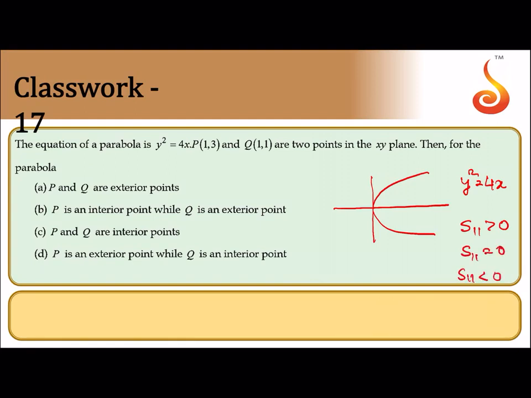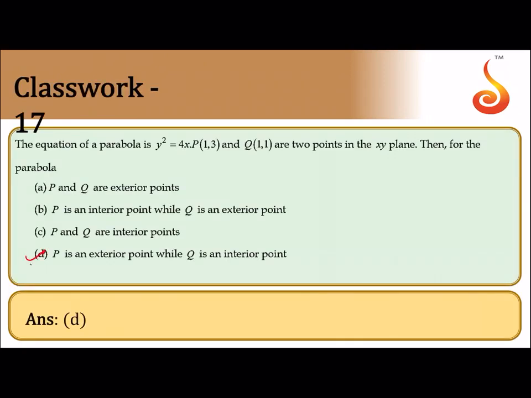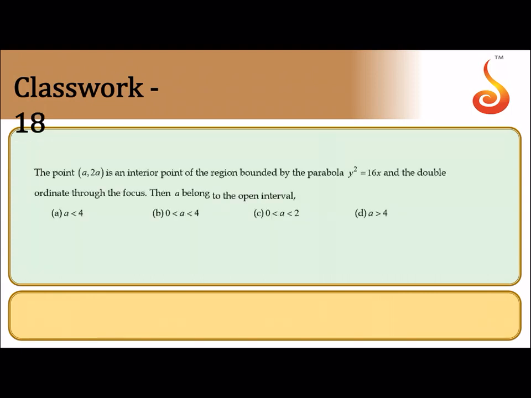Same concept: S11 greater than 0, S11 equal to 0, S11 less than 0. If I substitute (1, 3), you get S11 greater than 0. If I substitute Q (1, 1), S11 is less than 0. So P is exterior and Q is an interior point. Option D is correct.